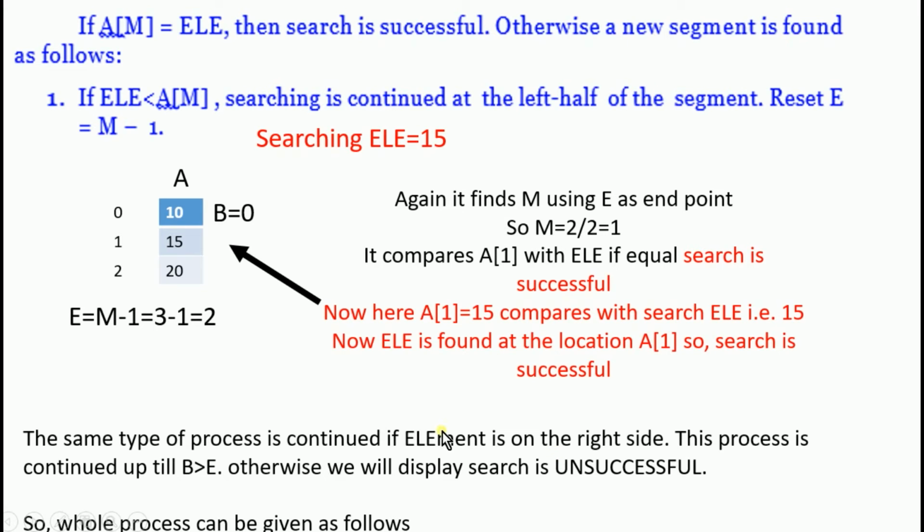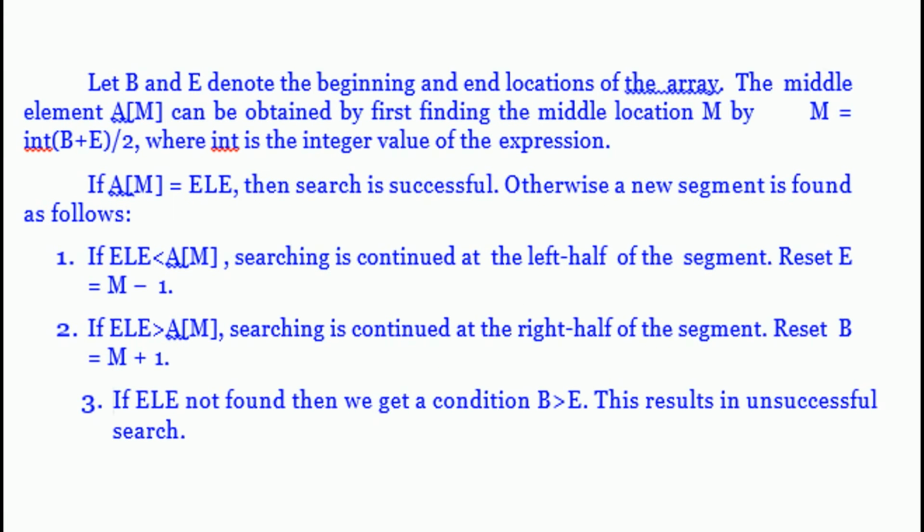For example, if the element is 2, now the 2 is not here, so again it will divide this one, take the 1 as endpoint and again divide. So at the end there will be B greater than E, so it displays search is unsuccessful. So you can give this process as follows. This is the complete algorithm of the binary search process.